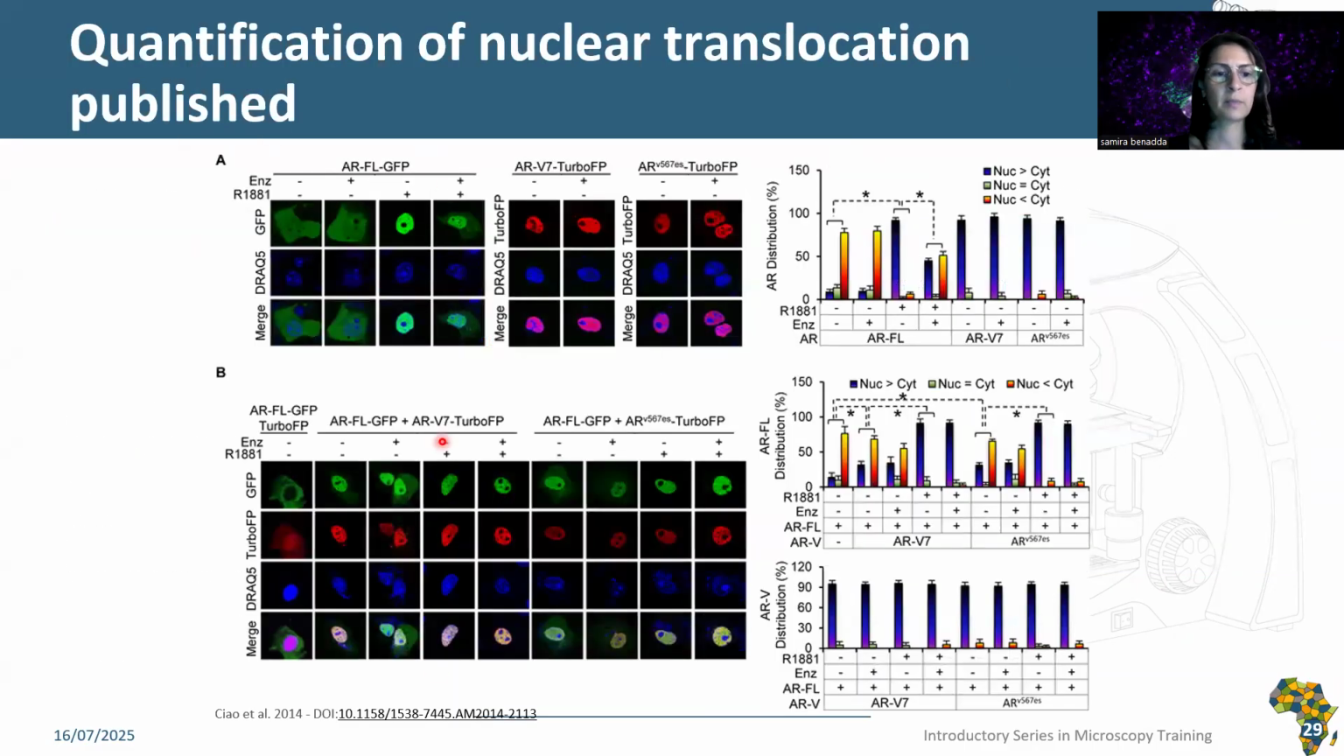In this publication, this is an example of a quantification of different nuclear translocations. This is the size variance of the androgen receptors that is actually causing this nuclear translocation. So they had the full androgen receptor here, tagged with GFP. And then they had some variants, and so it has translocated, and they see a different distribution.